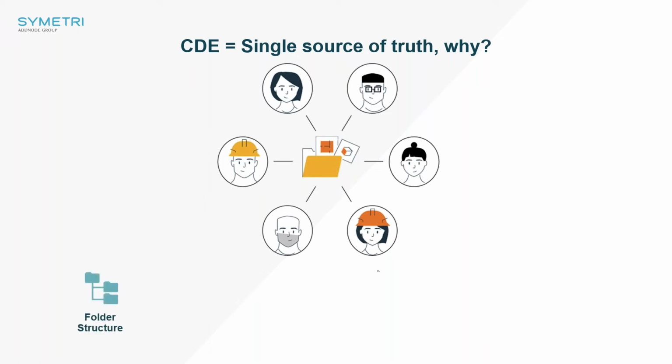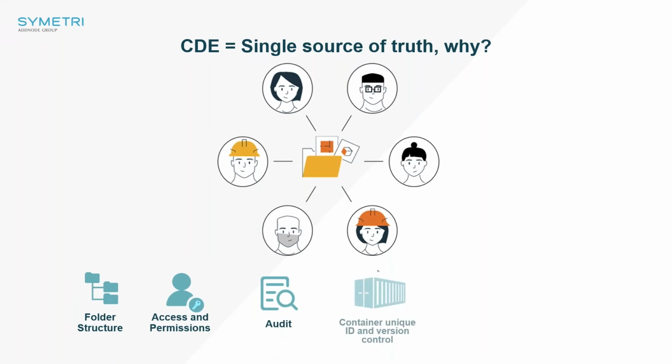So in order for a CDE to work in an organized way, I'm going to show a few key features. There probably would be more, but these are the ones that I like to work with when I'm working within a CDE with my clients and my colleagues. The first one we're talking about today is folder structure. Second is actions and permissions. Third is audit. The next one is container unique ID and version control. Approval stage, and collaboration and sharing information.